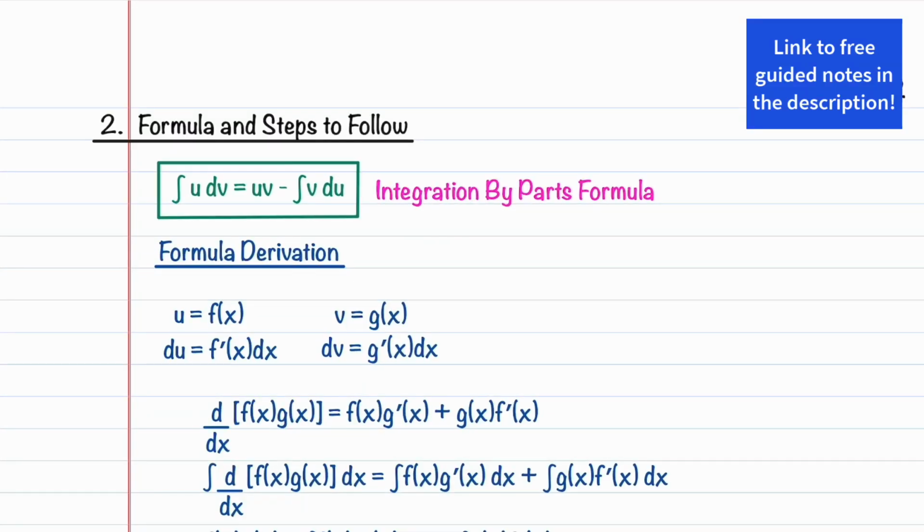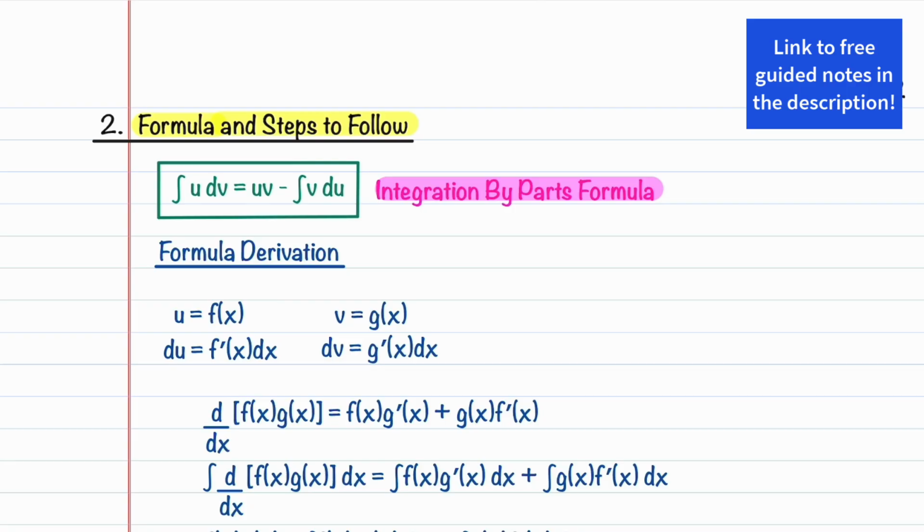We're now going to go over the integration by parts formula that you'll need to know and the steps that you can follow when solving an integral using this method. The integration by parts formula looks like this.